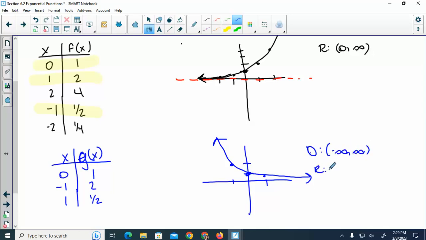What's the range? 0. We don't ever hit the 0. We have an asymptote. The x-axis is our asymptote there. But it hits everything above that. All right. Are those okay? I do somewhat remember this, yeah. You do? Yeah. All right.